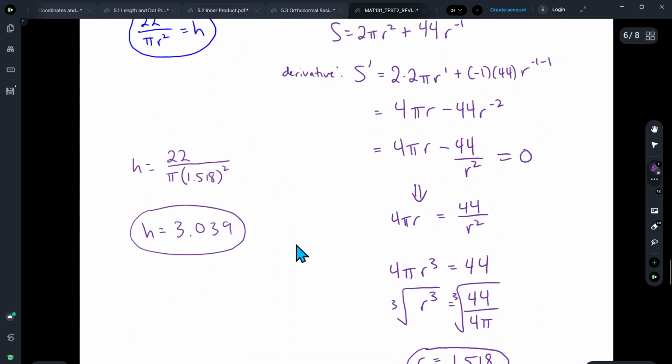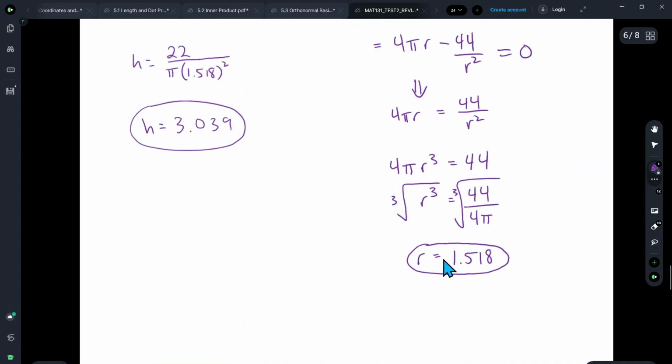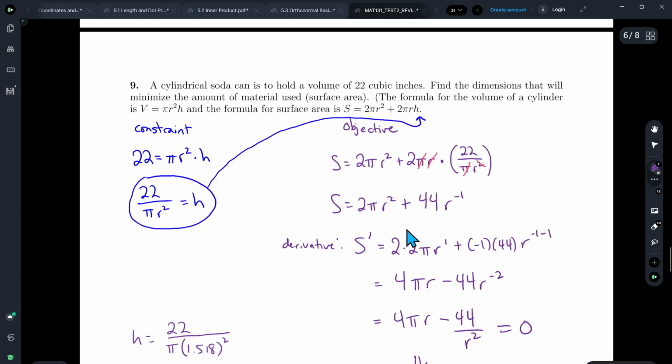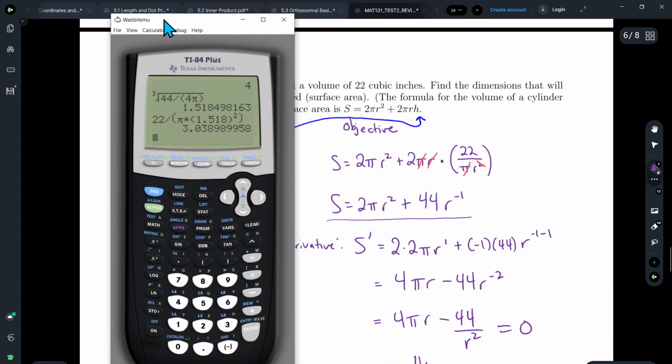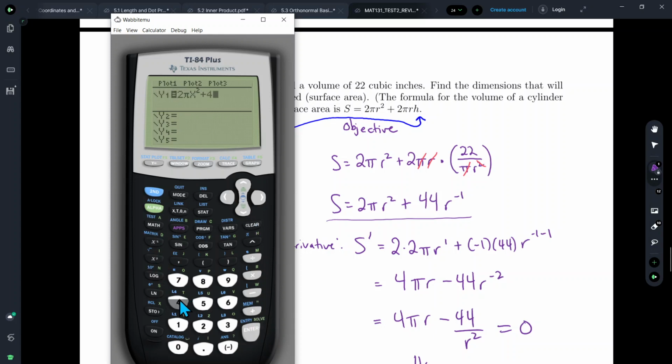Okay, so to try to verify our calculations here, we can go back. What are we trying to minimize? We're trying to minimize this function here, right? So I can check using the calculator. Right, so I'll just use x for r. So 2 times pi times x squared plus 44x to the minus 1 power.